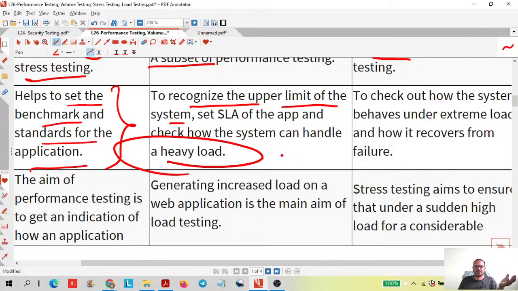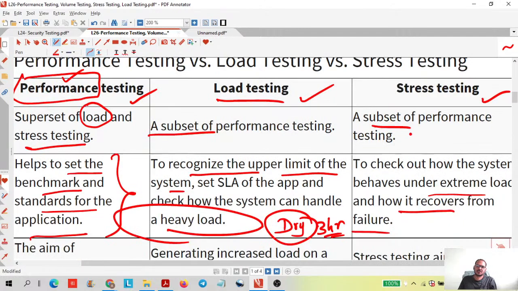That's why they did your dry run test and all. Like in the dry run, I think you people attended almost a 3-hour test in NQT. Just if we consider one example, you people spent 3 hours continuously, and it was like a test before the main exam, to check how the system behaves under extreme load and how it recovers from failure. This is also very important. This stress testing is there, no?